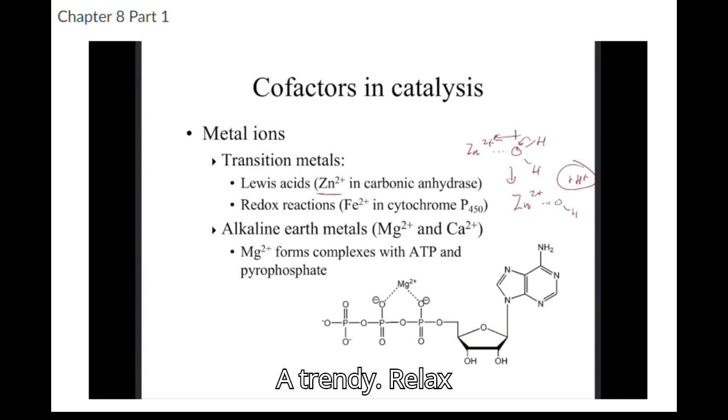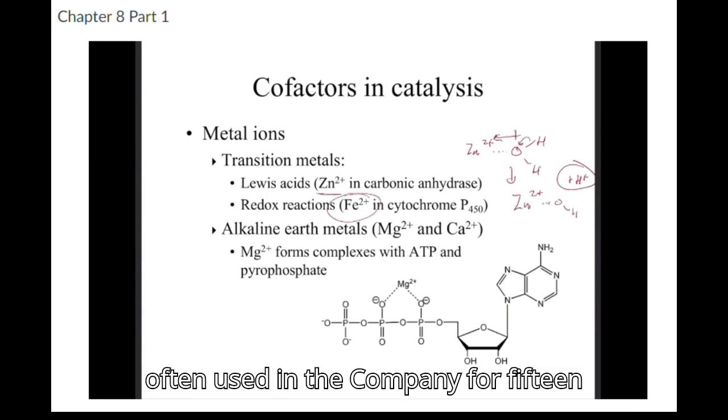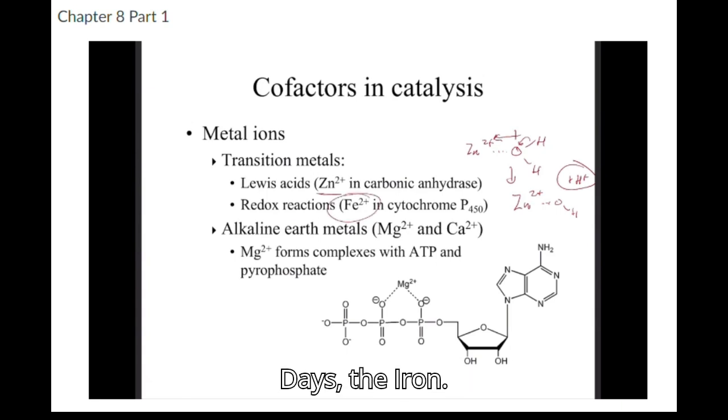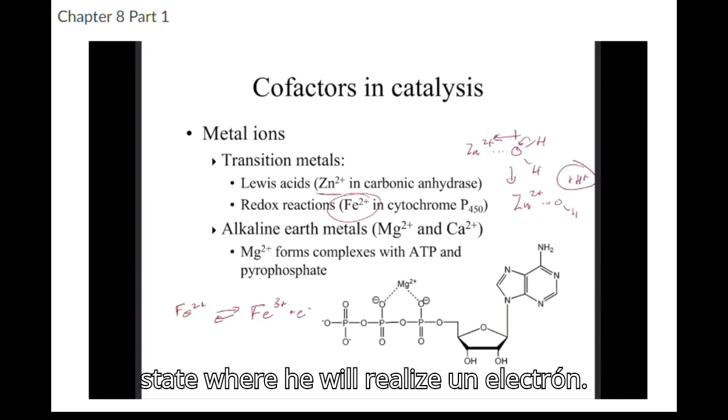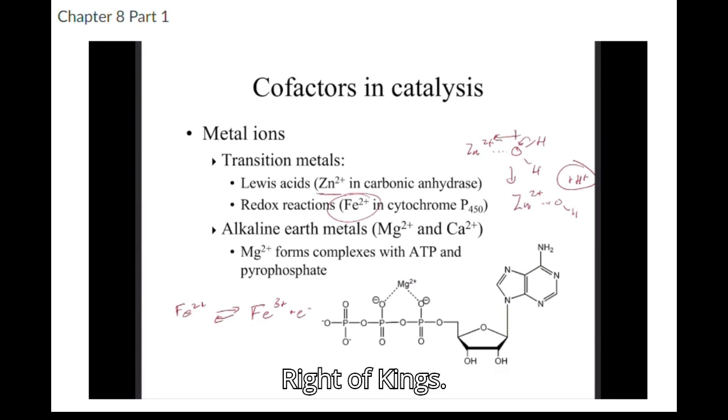Transition metals can also be used in redox reactions. Iron is very often used in the cytochrome P450 enzymes. The iron goes back and forth between a 2+ and a 3+ oxidation state, where it will release an electron. And there are a variety of enzymes that we find in mitochondria, where iron goes back and forth between this 2+ and 3+ oxidation state. We'll actually look at some of these when we talk about electron transport.